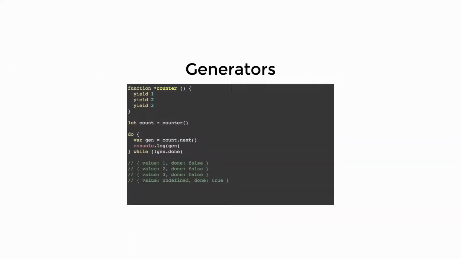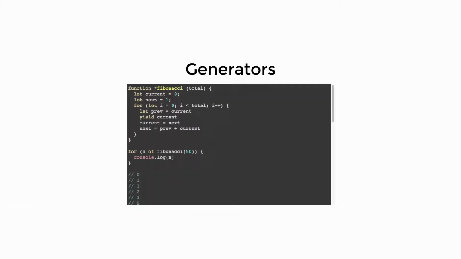So it gets a little bit more complicated than this, though. Here I'm doing the same thing, but I am logging out the entire object so you can see what's inside of it. So there's value 1 done as false, value 2 done as false, value 3 done as false. And then the fourth time we run it, it says done's true. Does that make sense? All right, good, because it's going to get harder.